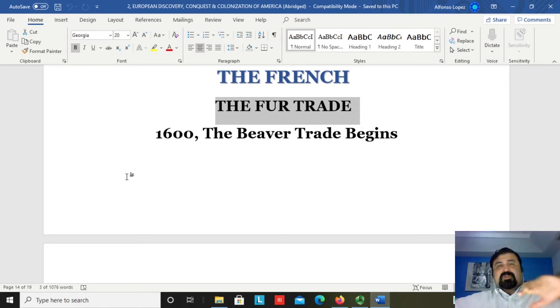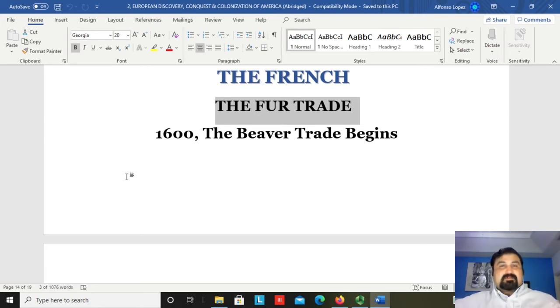And as some of this clothing is finding its way back to Paris, back to France, the people of France are going to become extremely fascinated about this fur, and there's going to be now a growing demand for it, in other words. So the French just found what they were looking for. They found that what this region has to offer is furs.